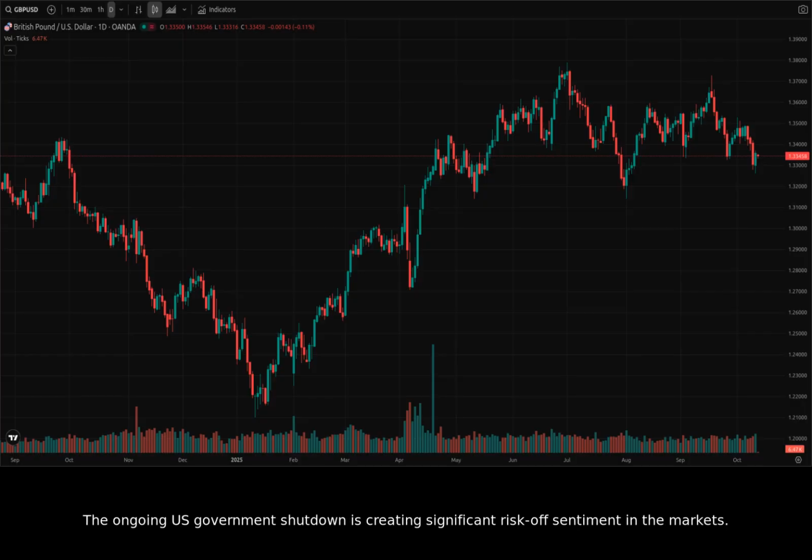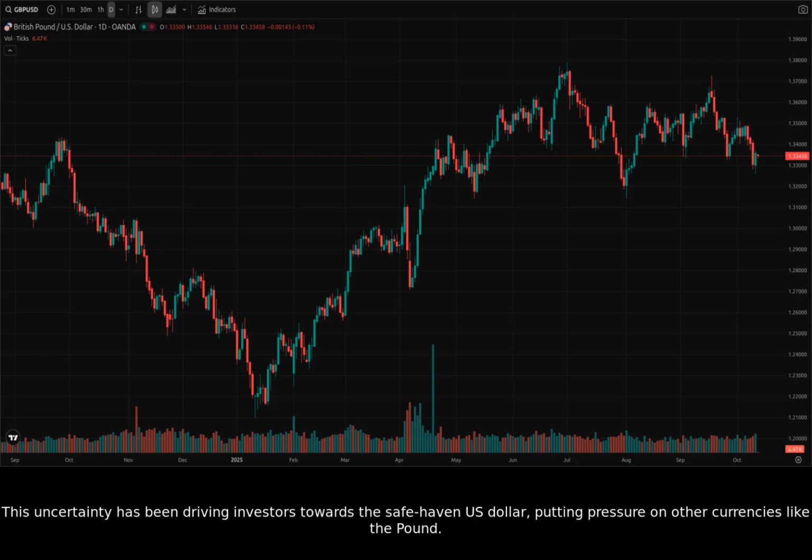The ongoing U.S. government shutdown is creating significant risk-off sentiment in the markets. This uncertainty has been driving investors towards the safe haven U.S. dollar, putting pressure on other currencies like the pound.